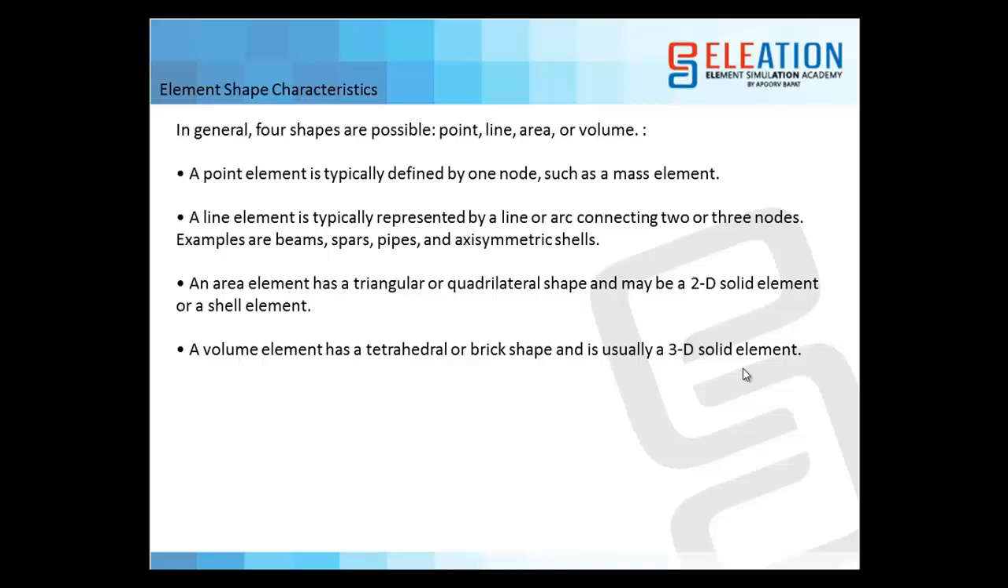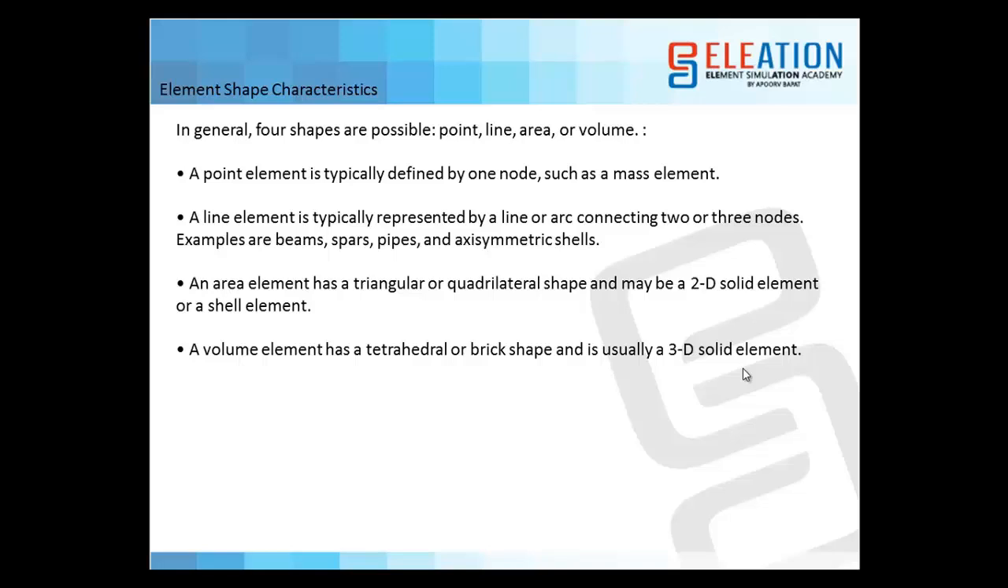Then a line element is typically represented by a line or arc connecting 2 or 3 nodes. Examples are beam, spars, pipes and axisymmetric shells. So those types of elements which are generated by connecting 2 or 3 nodes come under 1D elements. Then an area element has a triangular or quadrilateral shape and may be a 2D solid element or shell element. So 2D elements are generated by connecting 3 nodes in a plane or 4 nodes on a plane, generating some area.